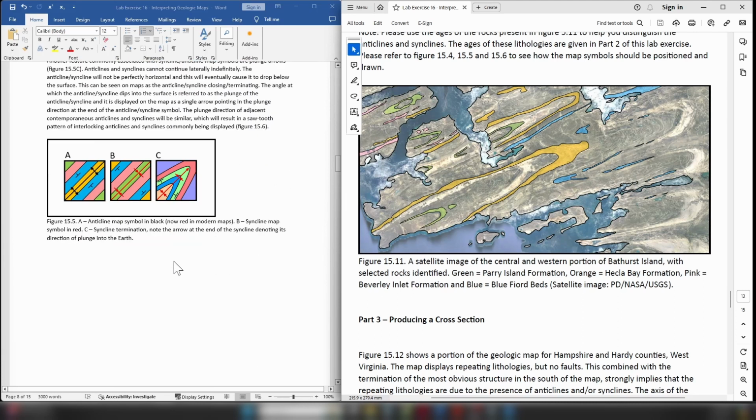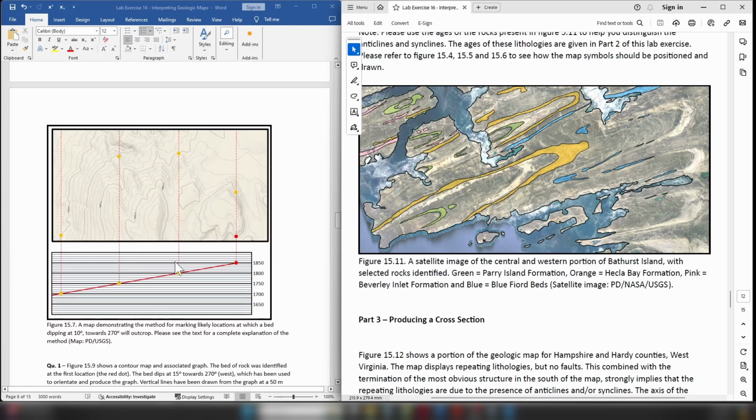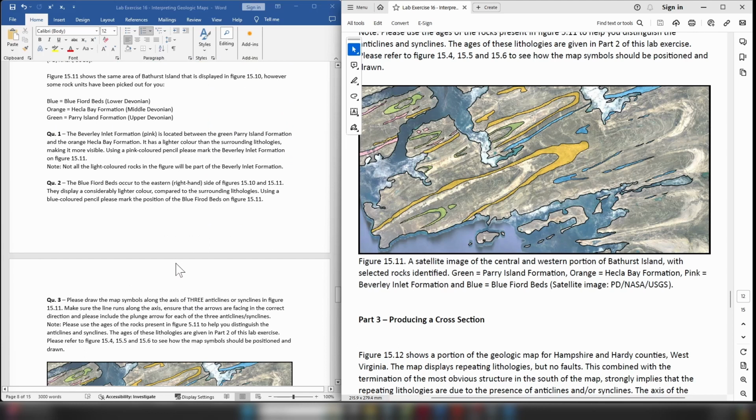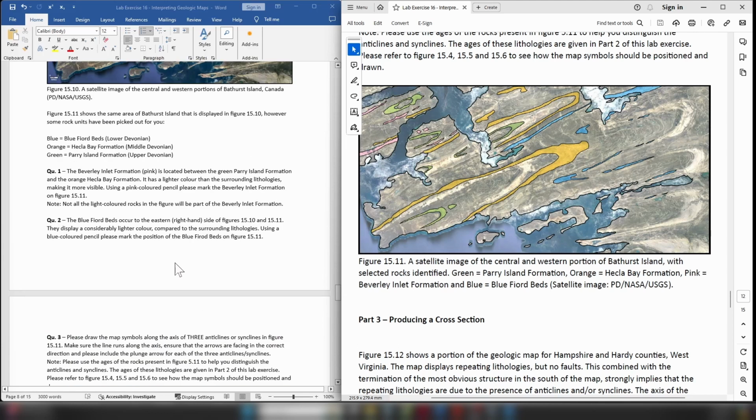So the Beverly Inlet Formation isn't just going to appear in one of these anticlines and synclines. There is a very good chance that it's going to appear in more than one. So we have one anticline or syncline here, and then we're going to move on to the next one.